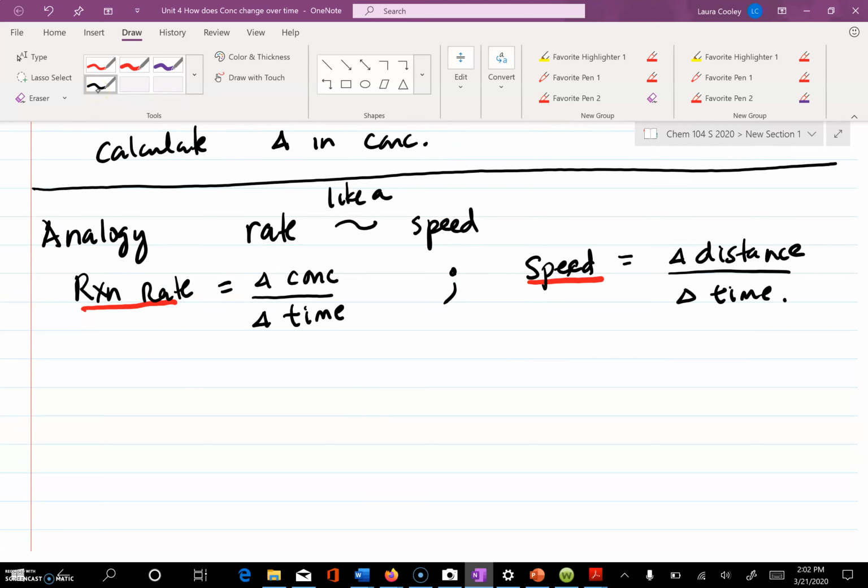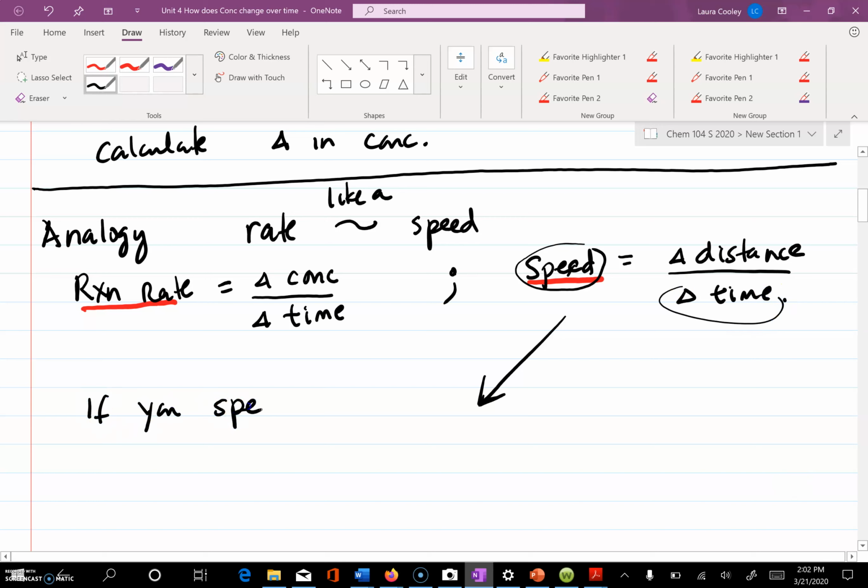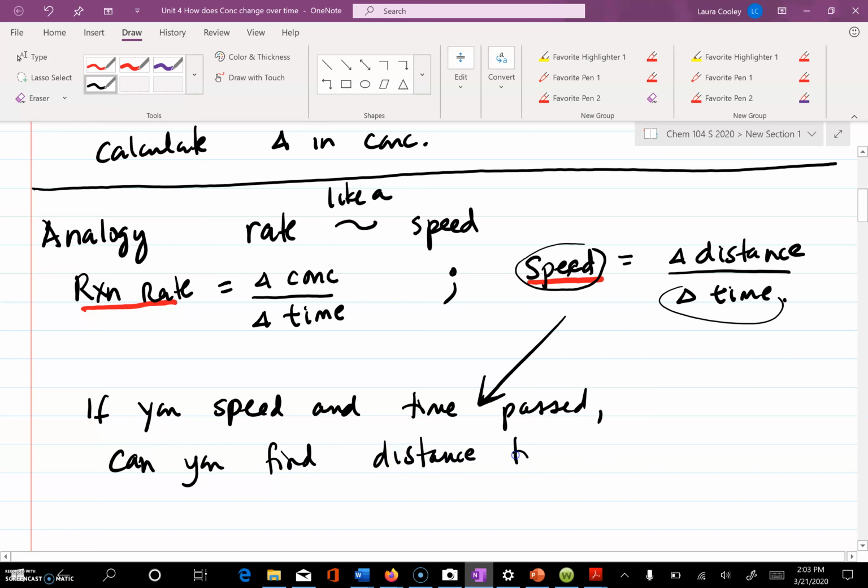Okay, so let's think about it in terms of the car and the speed. If you know the speed and you know the time that passed, so if you know how fast the car is going, can you calculate the distance that's traveled? Can you find the distance traveled?